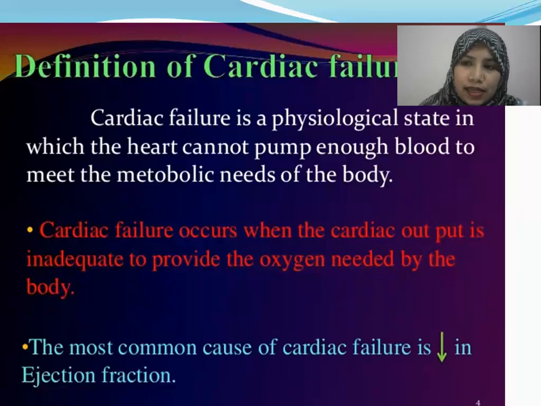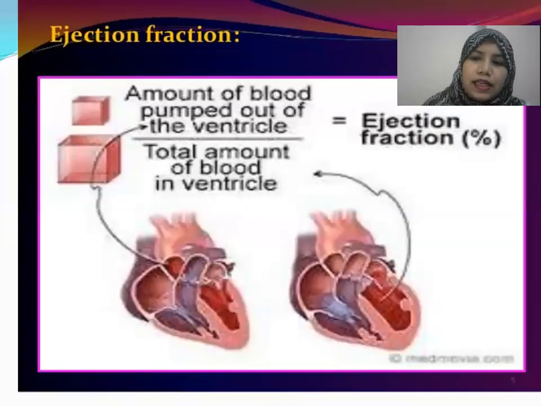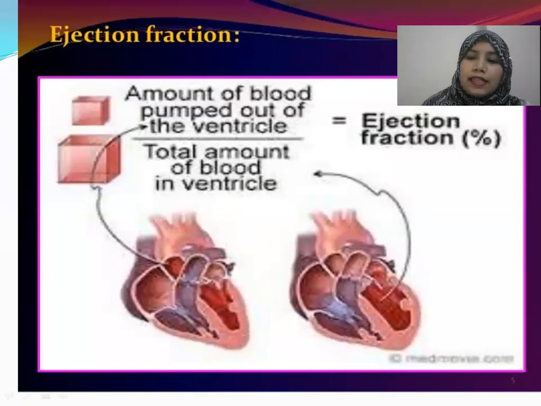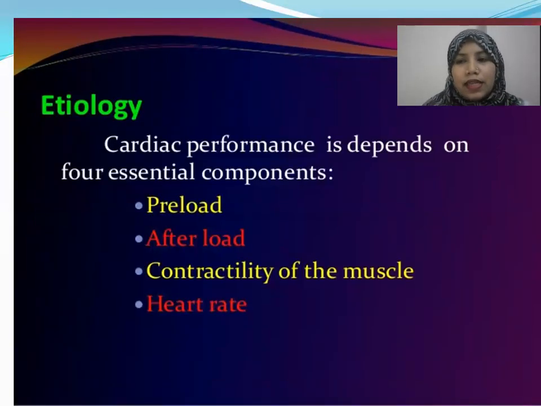Now, what is ejection fraction? It is the ratio between the amount of blood pumped out of the ventricle and the total amount of blood in the ventricle. It is expressed as a percentage. Now, what is the etiology of cardiac failure? Preload, afterload, force of contraction, and heart rate are the four essential components that determine cardiac performance.